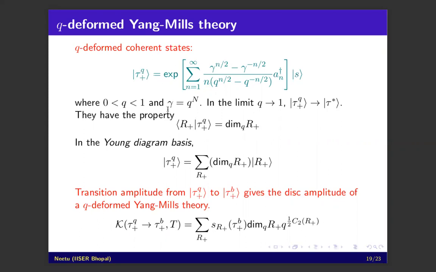And the projection of these states along the basis R plus gives us the q-deformed dimension of the representation R plus. So we can expand these states in the R plus basis, and then we can again find the transition amplitudes. If we consider the evolution from one of these q-deformed coherent states to a generic coherent state, we get the disk amplitude of q-deformed Yang-Mills theory.